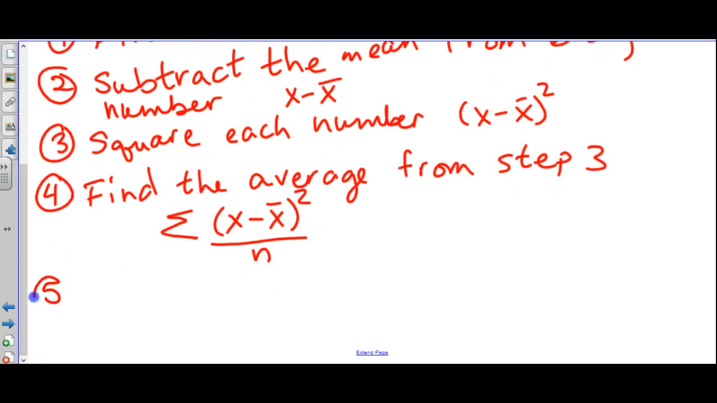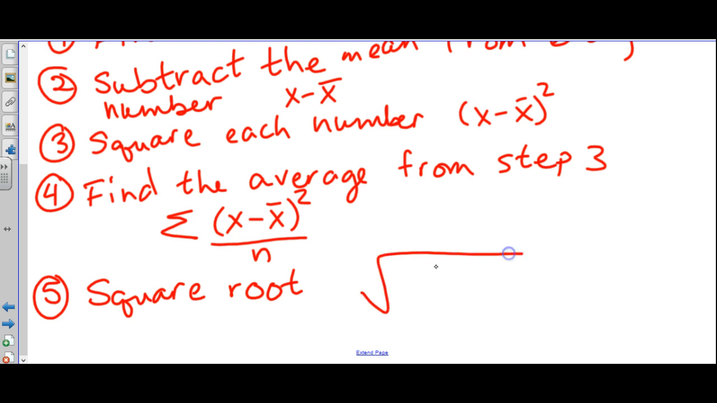And then 5, you're going to square root that answer. So for most of this, you're going to have a lot of numbers to work with. Step 5, you only have one number left to work with. So you're going to square root. Again, mathematically, they're going to represent that using this whole math symbol set up with our sigma and our mean. So the standard deviation is that formula.